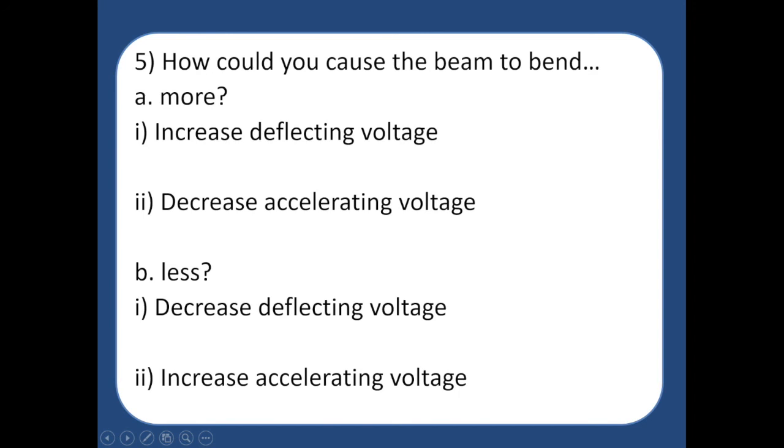If we want it to bend less, then the inverse is going to be true. We can decrease the deflecting voltage so that the electric field is not as strong, which will cause a smaller deflection, or we can increase the accelerating voltage so that we end up with a higher speed of the electrons leaving the accelerating plates, so that when they get between the deflecting plates, they're going to be going faster so that they don't spend as much time in between those plates, thereby not deflecting much. So these 2 questions are absolutely essential in your understanding of the mechanics of the cathode ray tube.